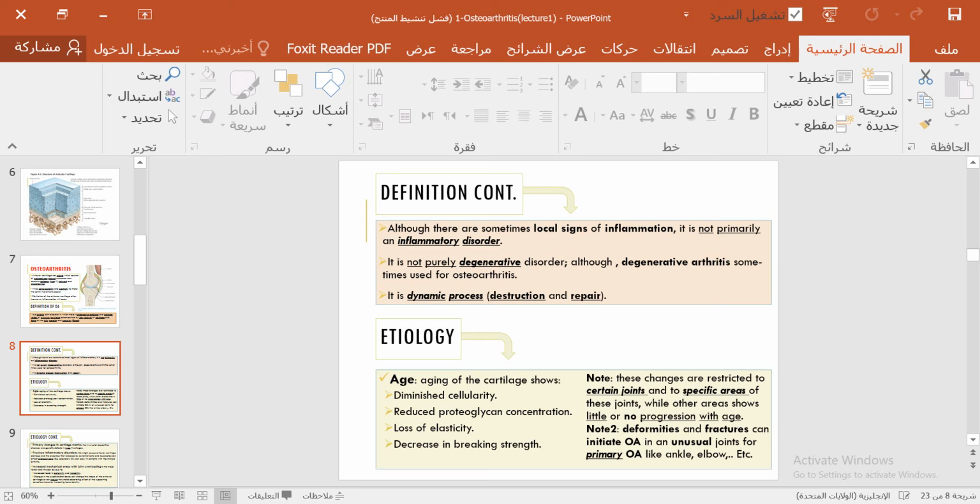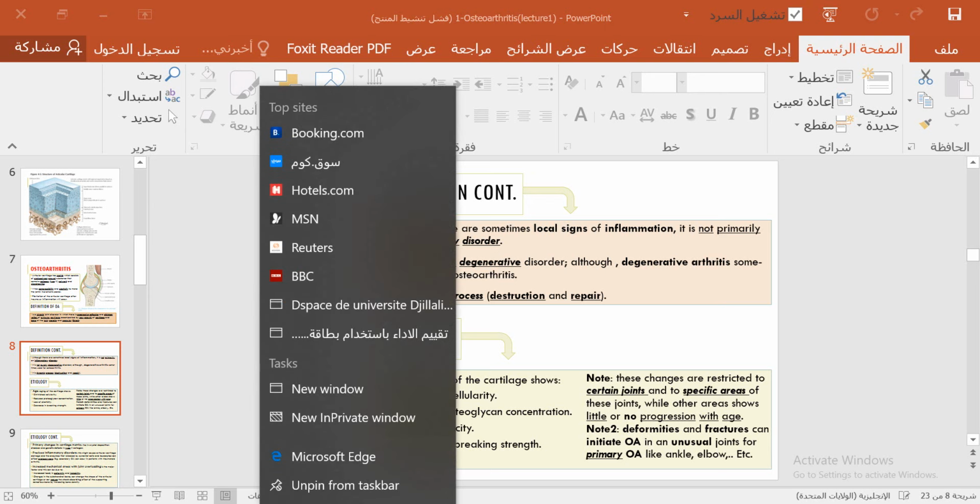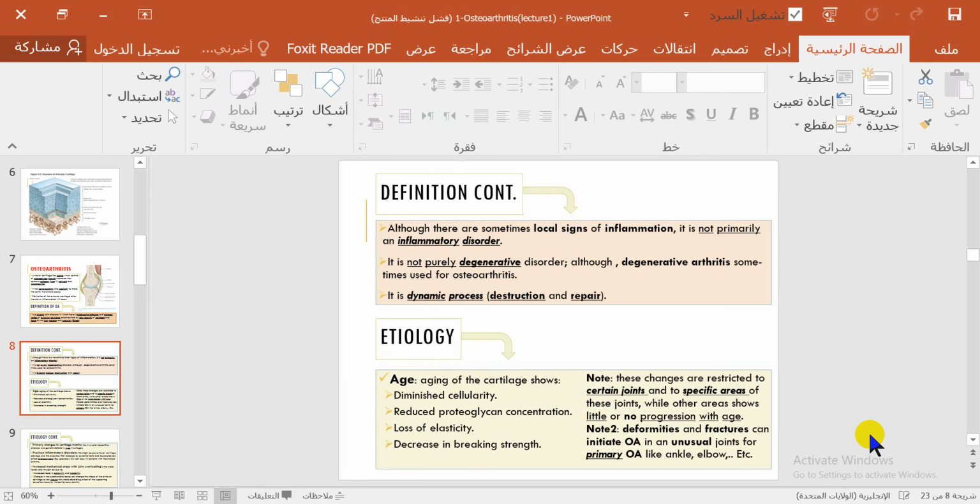Etiology of osteoarthritis: the aging process. Aging of the cartilage shows diminished cellularity, reduced proteoglycan concentration, loss of elasticity, and decrease in breaking strength. Note that these changes are restricted to certain joints and to specific areas of the joint, while other areas show little or no progression with age.